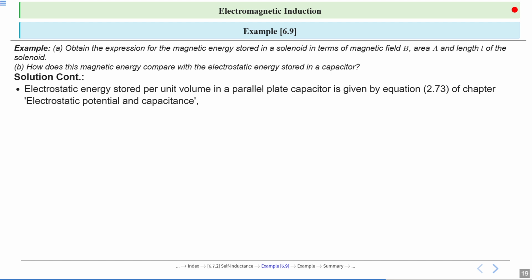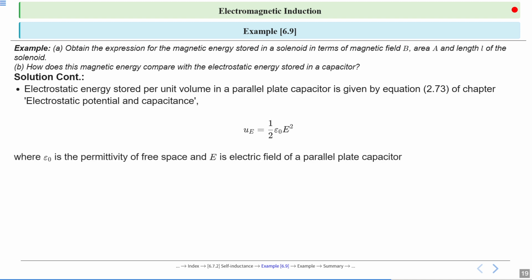So electrostatic energy stored per unit volume in a parallel plate capacitor is given by, as we have discussed in the electric potential and capacitance chapter, equation 2.73. According to that, U_E = (1/2) epsilon naught E squared, where E is the electric field. This is the electrostatic energy stored per unit volume in the plates of the capacitor, where epsilon naught is the permittivity of free space and E is the electric field of a parallel plate capacitor.